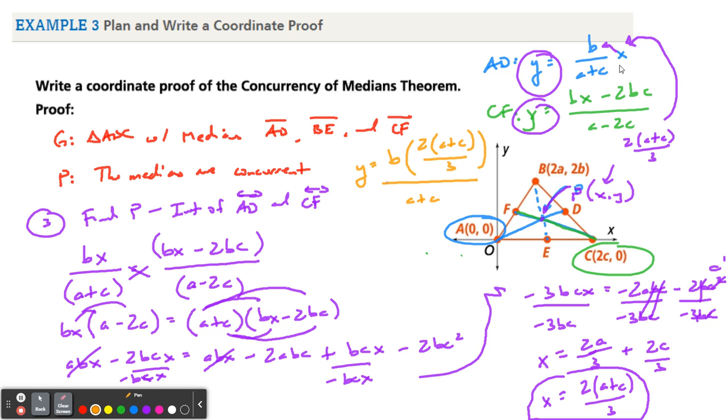So what's going to happen is this b is going to go on top with the 2. And then this is really divided by a plus c, which is really multiplying by 1 over a plus c. So this a plus c is going to go down here with the 3. So it's going to be y equals 2b over a plus c all over 3 times a plus c. And this is why I said it was nice how they did this, because they had the foreknowledge that the a plus c's were going to cancel, and your y value would just be 2b over 3. And there's your y value.